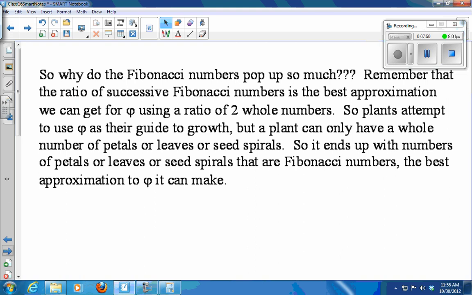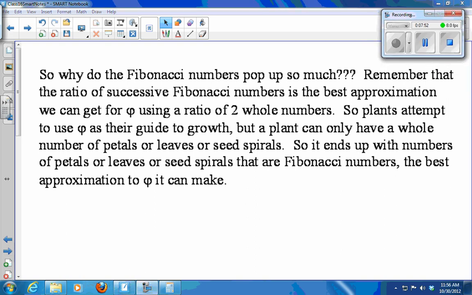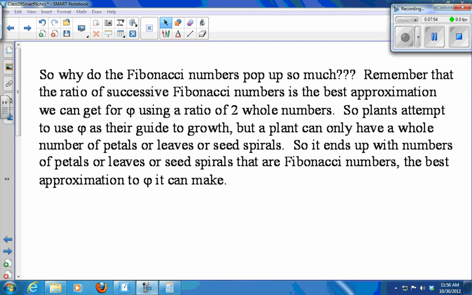So why did Fibonacci numbers pop up so much in trying to create the most efficient packing possible while letting the seeds grow and filling a circular area? Well, remember the ratio of successive Fibonacci numbers is the best approximation you can get for phi using a ratio of two whole numbers, because phi is irrational. You can never write phi as a ratio of two whole numbers. That's what it means to be irrational. But the best we can do is to take a ratio of two Fibonacci numbers.